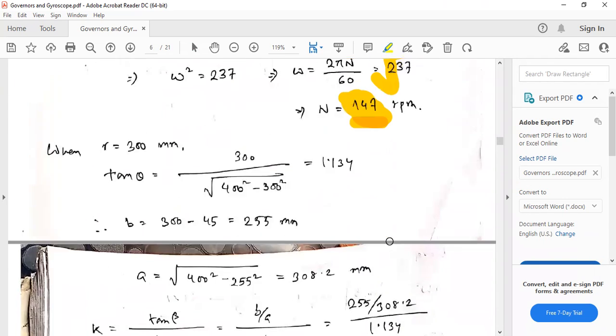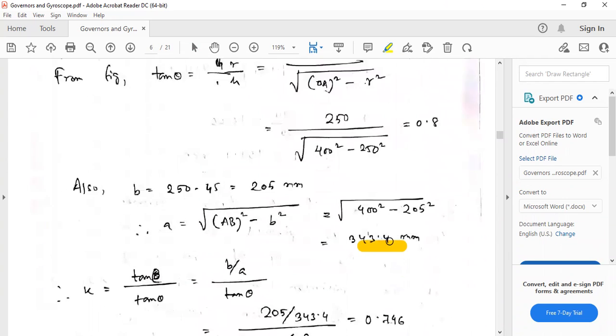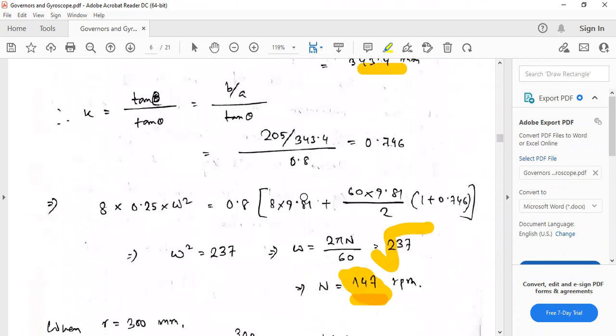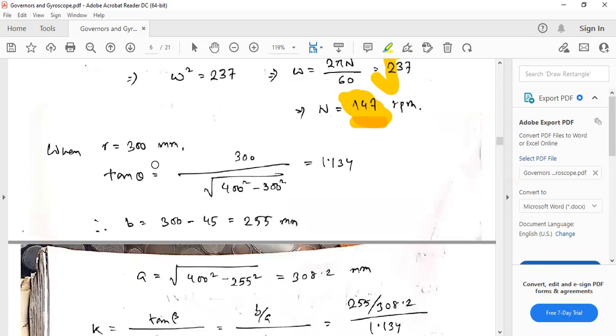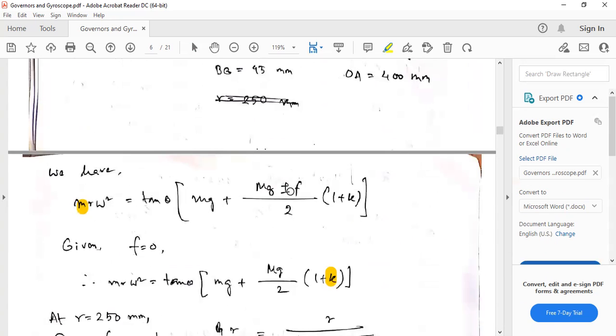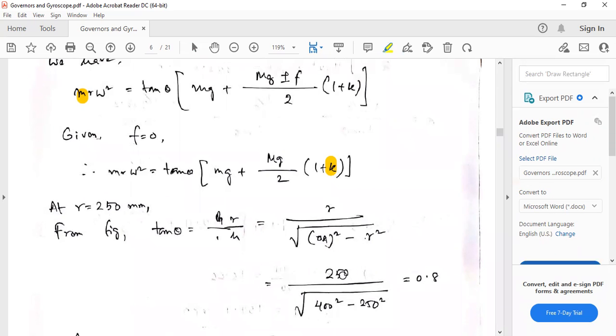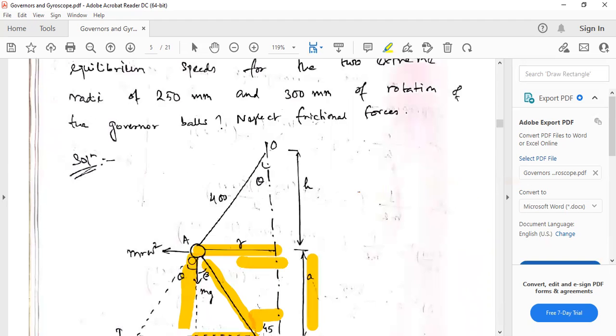Similarly, just repeat the same thing when r is equal to 300 mm. So here you see r is equal to 300 mm. What you have to do is find out tan theta. You know how to find it. Same process, previously we put 250, now we'll put 300. So r is 300, and this is 400 now. You have to find out the angle theta. This is 300, this is 400, so you can find theta.